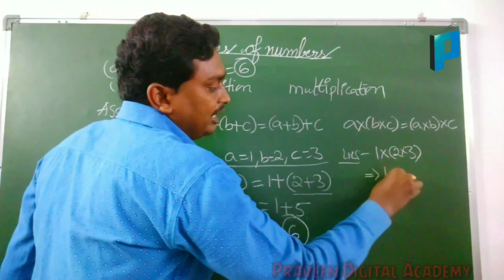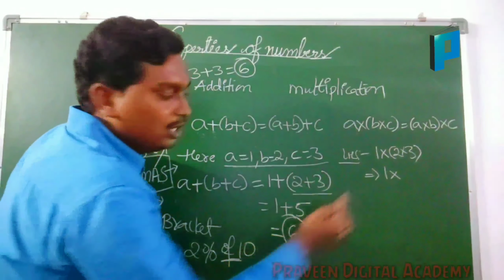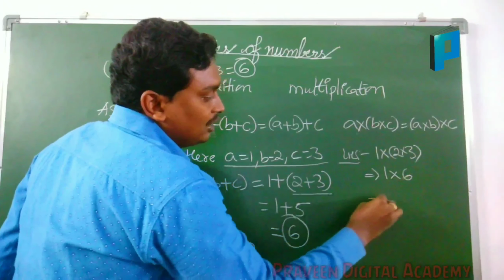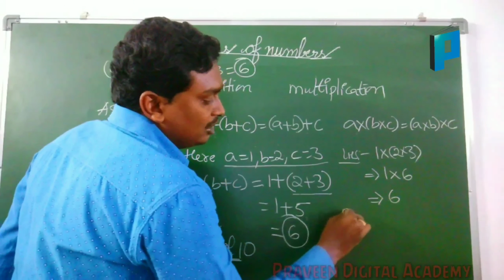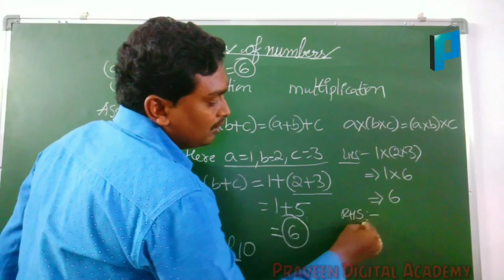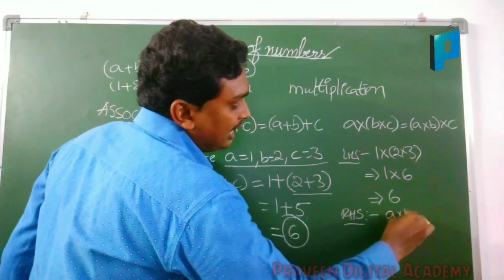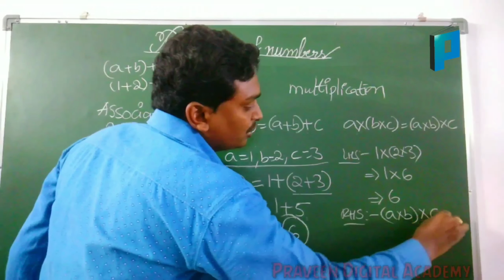Now look here. 1 into, we will solve the brackets first. What is 2 3s? 6. What is the answer I got? Here, 6. Go for the RHS. What is the RHS you are having here? A into B into C.